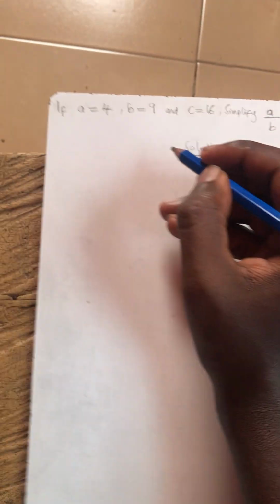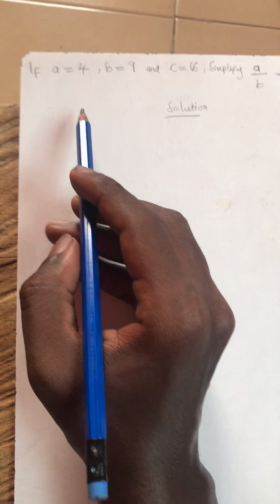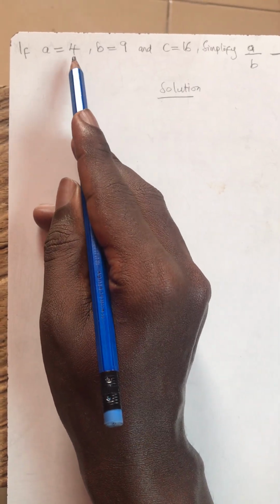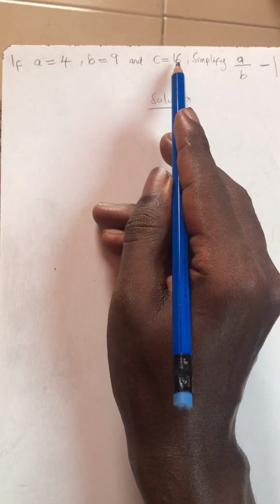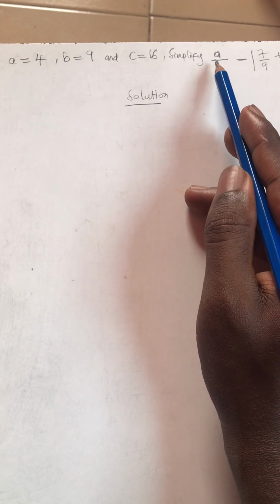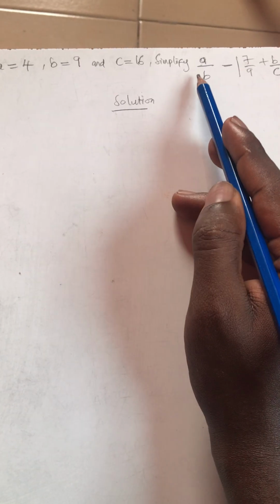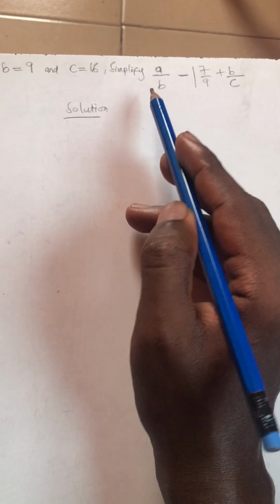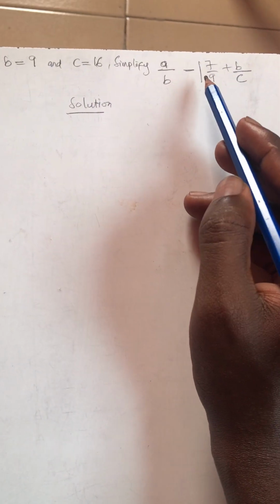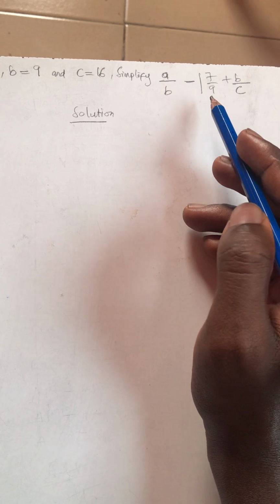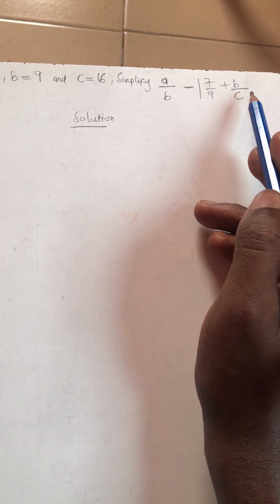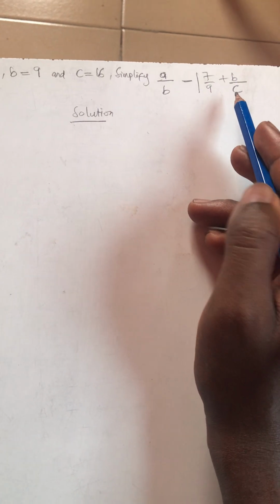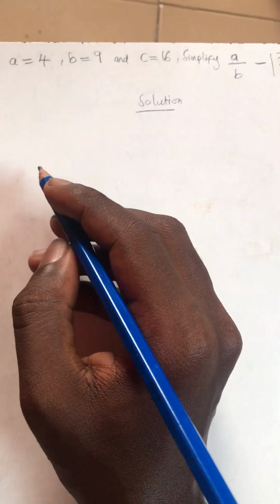So our question of the day is: if A equals 4, B equals 9, and C equals 16, simplify the fraction A over B minus 1 whole number 7 over 9 plus the fraction B over C. So let's quickly solve it.